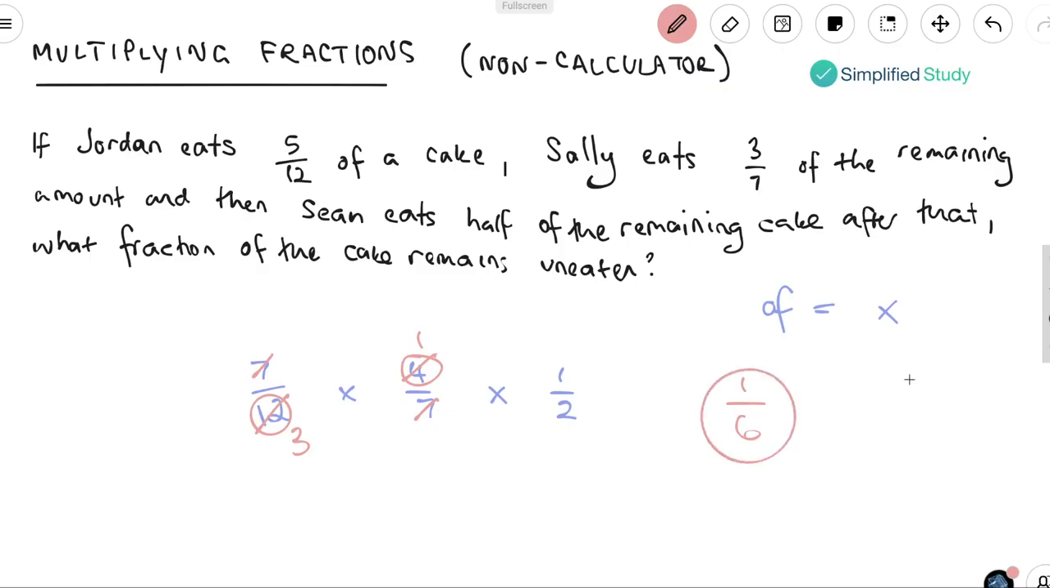Now, if we went back to that 28 over 168, I believe it was, we could then find that 28 does go into 168 exactly 6 times. So it does simplify to the same answer, but it means you don't have to deal with really large numbers.